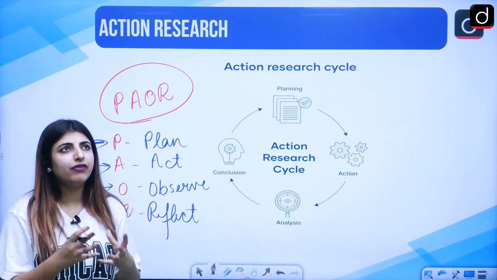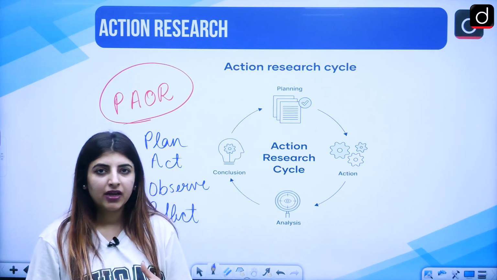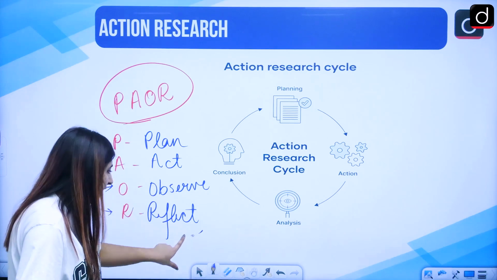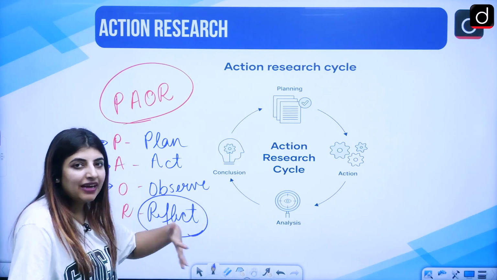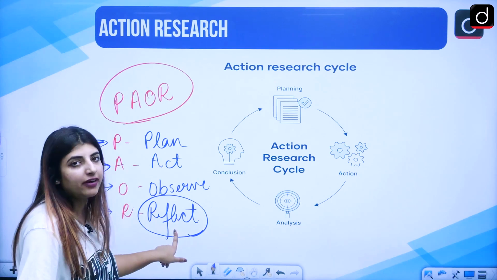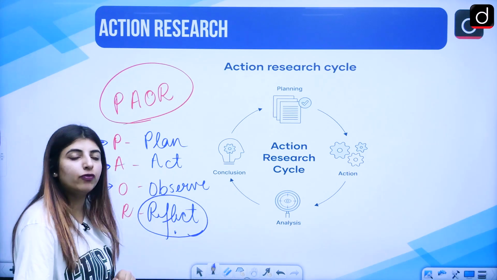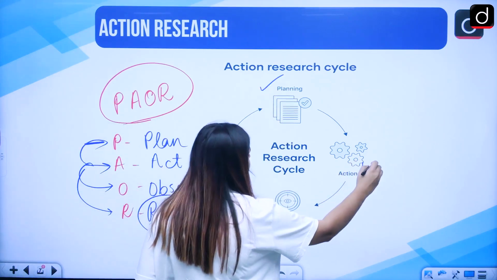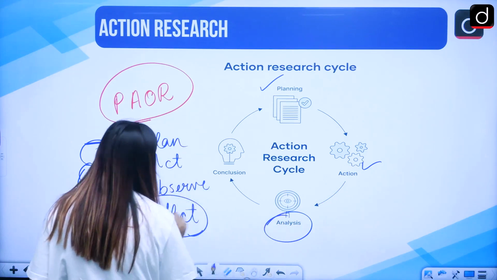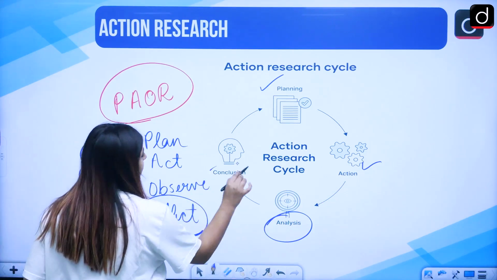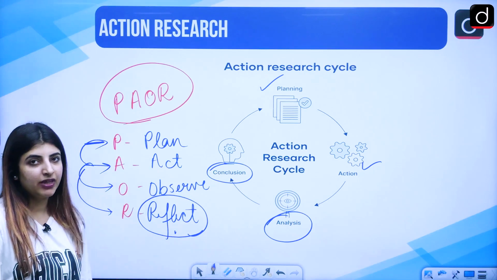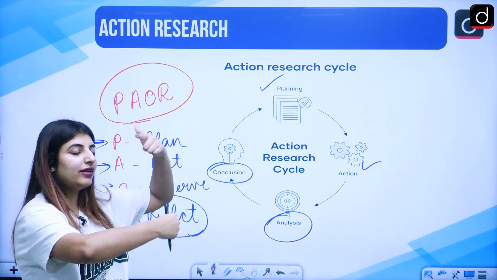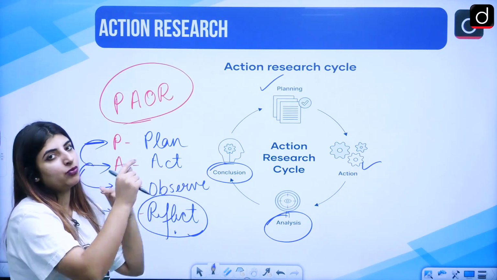Is there any field which is left? Are the students not understanding the maps? She can change things by reflecting on her actions, and then again it will move from plan. So you first plan, then you act, then you observe, and then the conclusion, which is reflection. This is the usual cycle of action research, which keeps on moving.